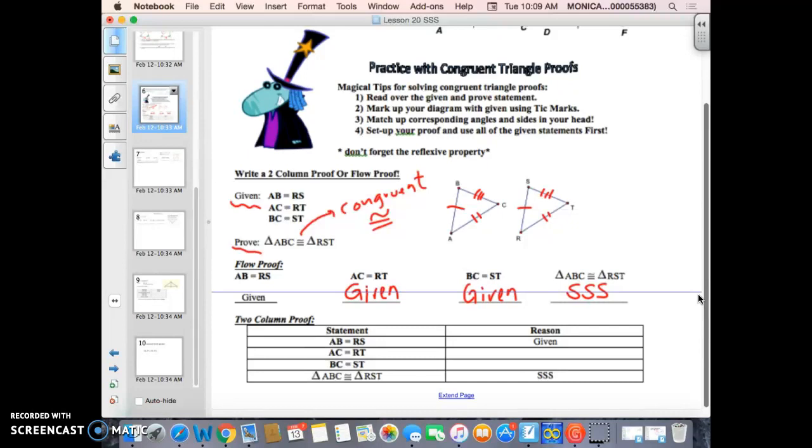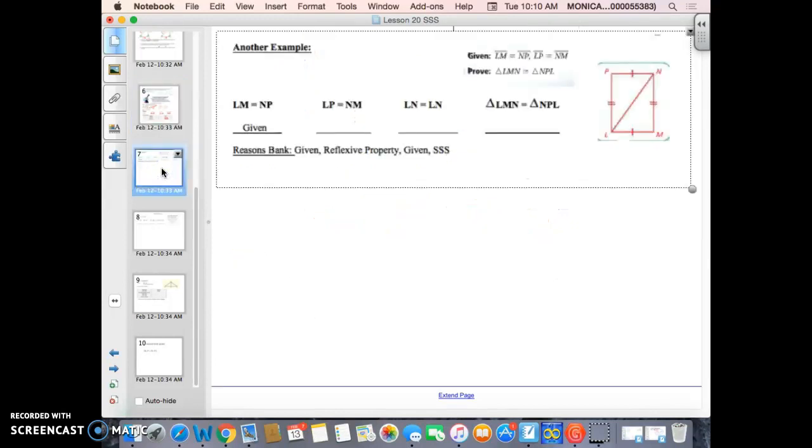If we were given a two-column proof, you'd have your statements on the left and your reasons on the right. And then again, we would fill this in with given and fill this in with given. Okay. When we start out in this process, I'm going to pretty much give you a bank of reason statements, but as we get better at it, you'll be able to do these on your own without having any kind of help. Okay.